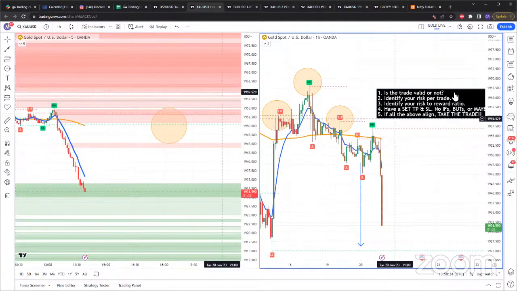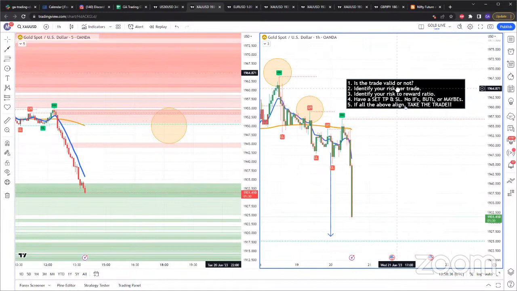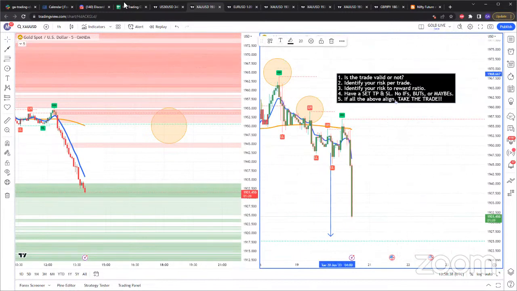So for those of you who are new, these are just my trade requirements. And I did do a video on this. So it's just 5 basic things that I use to get into a trade. So the first one is to identify if the trade is valid or not. Of course, I've gone over some of the strategies we have. So that's how I define whether a trade is valid.